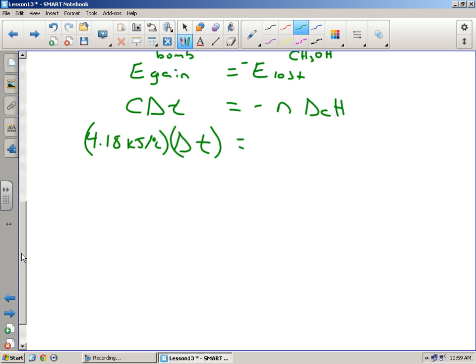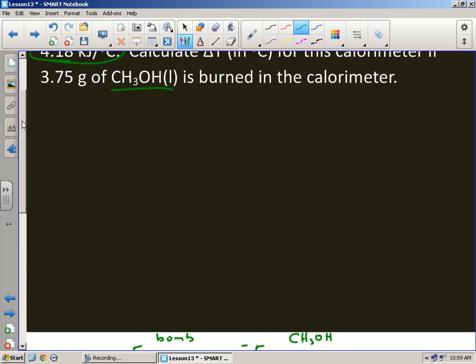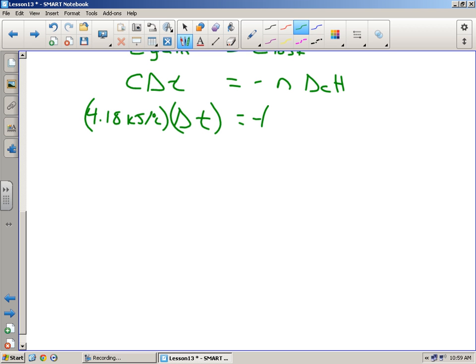n. Well, gee, can I find n here? What do we got? 3.75 grams of methanol. I can do that. Look, I can put in this at least. Methanol, right? Methanol CH3OH, so that's what? 4 hydrogens, an oxygen, and a carbon, and you get what? 32.05 grams per mole. Okay, good.